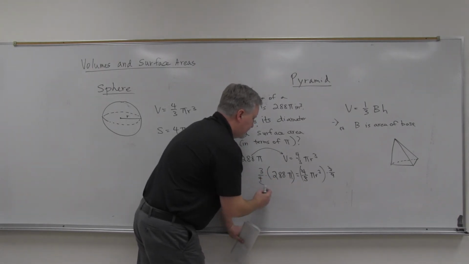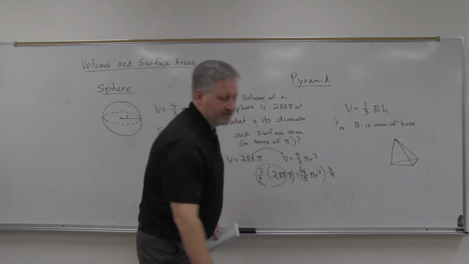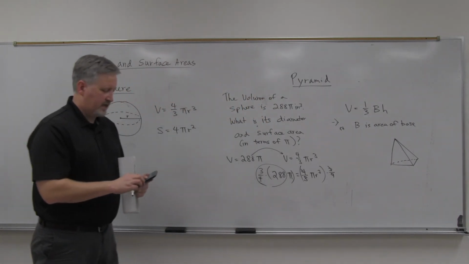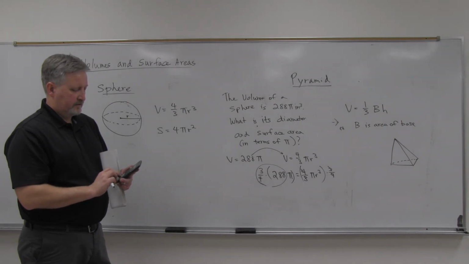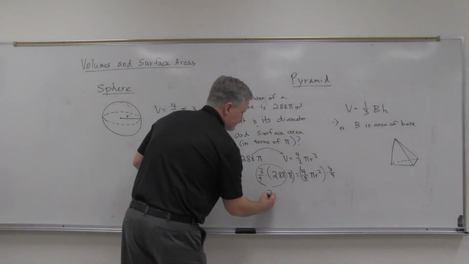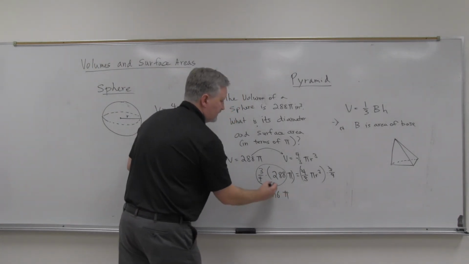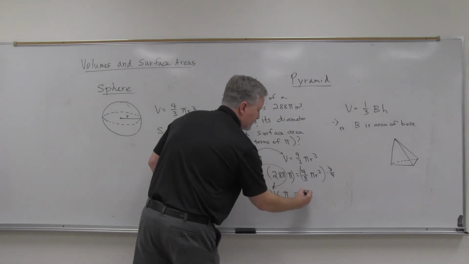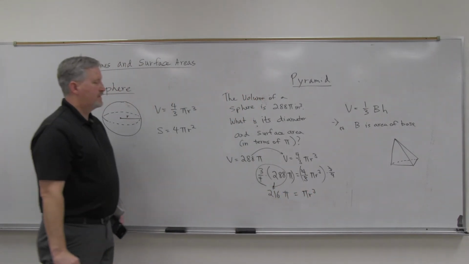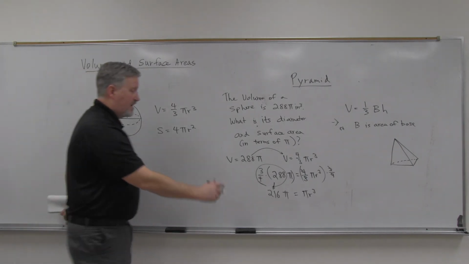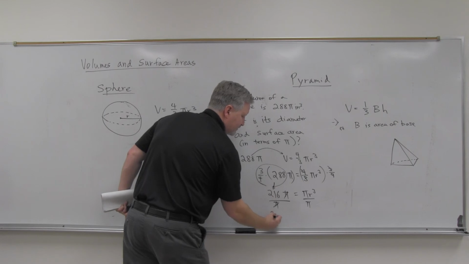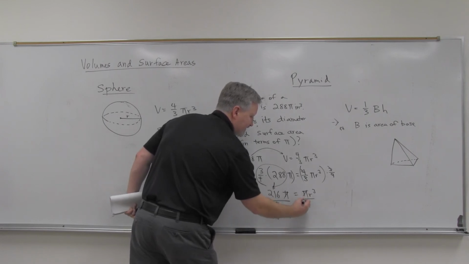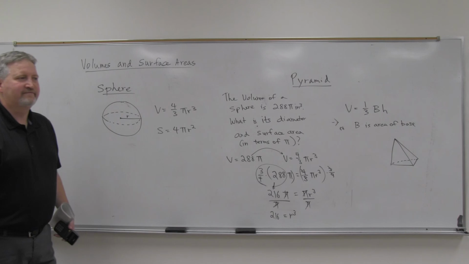Well, if you take 3/4, 3 divided by 4 times 288, I'm going to leave the pi in there for a second. So 3 divided by 4 times the 288 gives you 216. Now, divide off the pi, you got 216 equals r cubed, right? Because the pi's are gone.